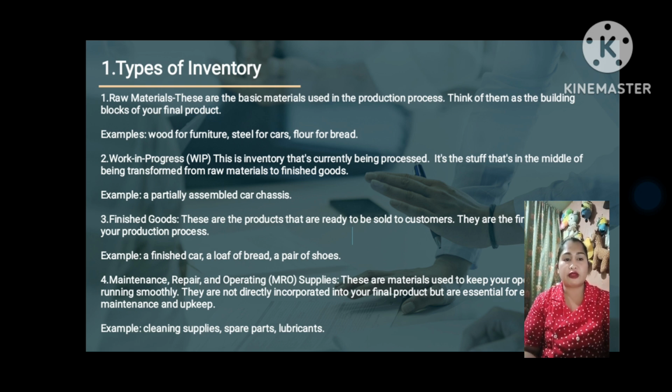We have four types of inventory: the raw materials, work in process, finished goods, and the maintenance, repair, and operating supplies. So the raw materials are the basic materials used in the production process. Think of them as the building blocks of your final products. We have examples here: wood for furniture, steel for cars, flour for bread, coil aluminum for empty can.